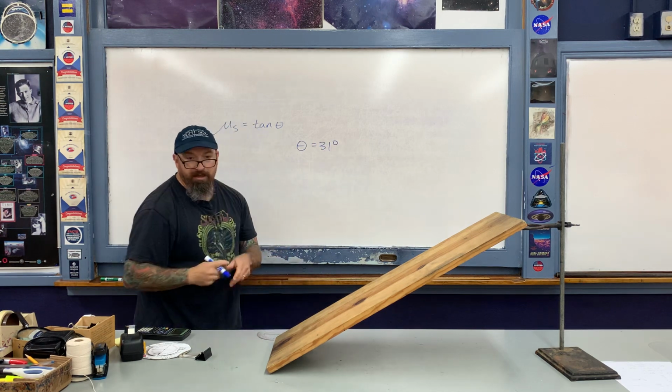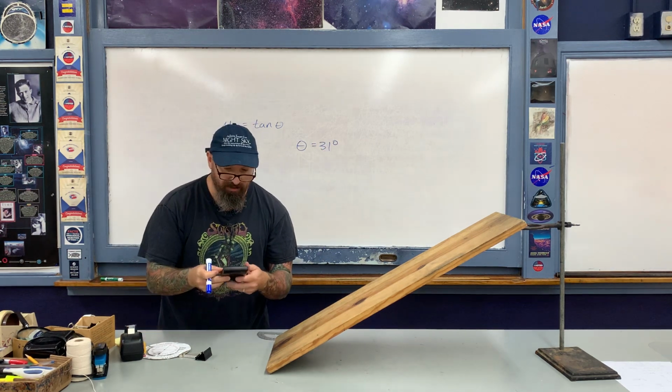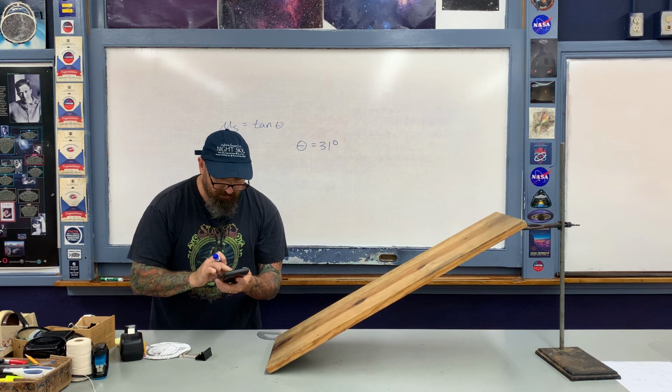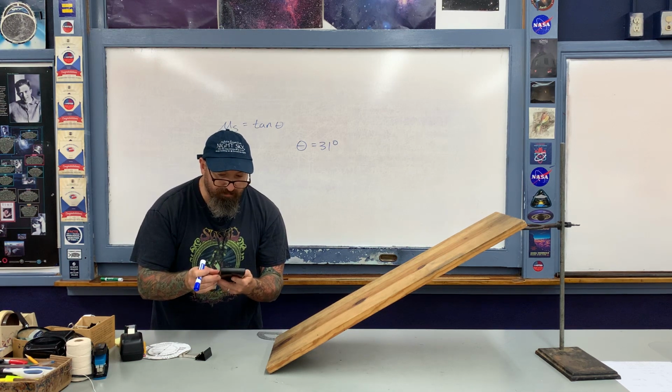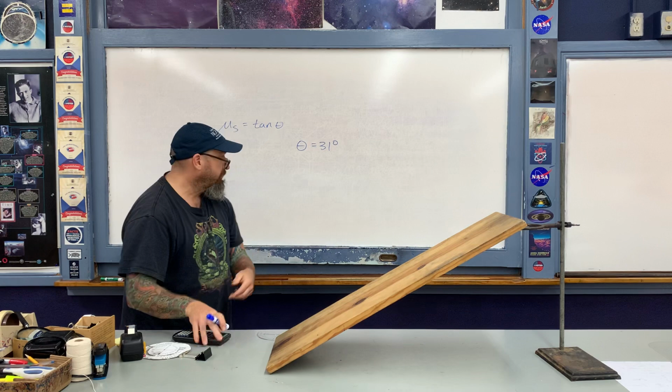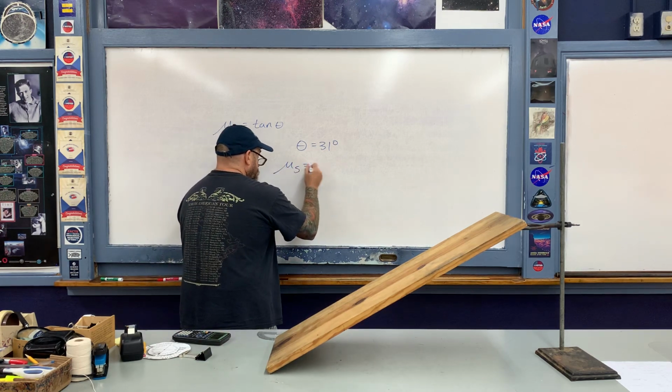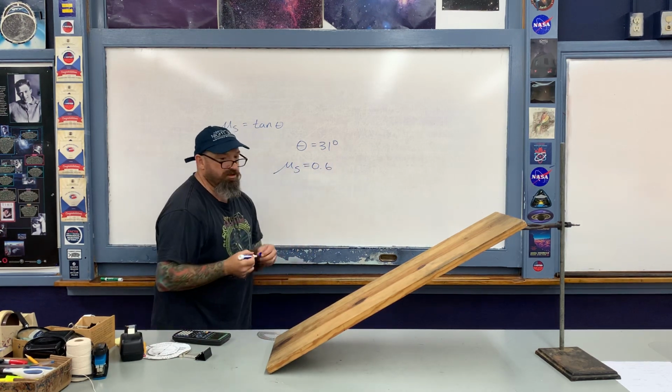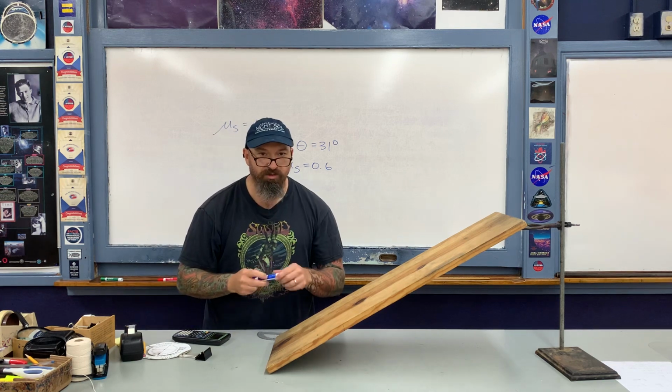And now I'm going to go ahead and just find the tangent of that angle. Okay, so the tangent of the angle of 31 degrees works out to be about 0.6 or so. That then is equal to the coefficient of static friction between the paper clip and the board below.